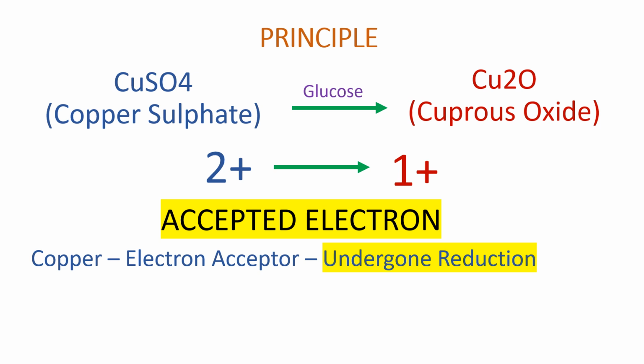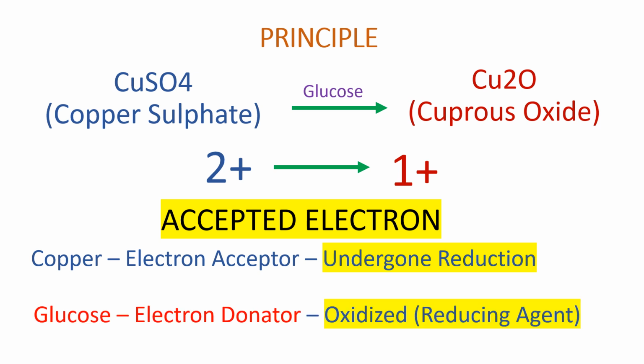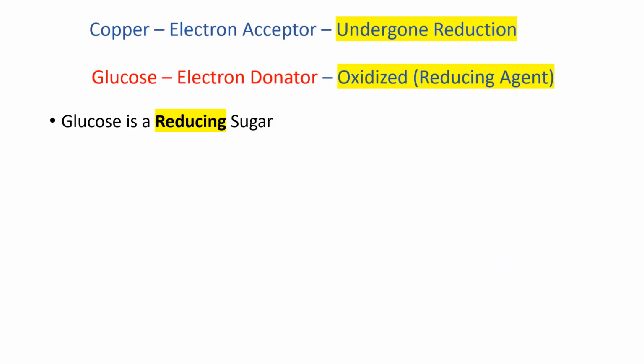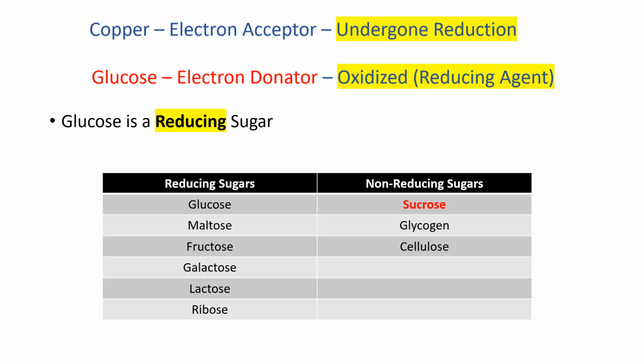Now what has made this copper undergo reduction? The answer for that is glucose, because glucose is the one which has donated its electron to the copper, and that is why we say that glucose is oxidized, and glucose is called a reducing agent, because it was successful in reducing the copper from 2+ to 1+. So that is why glucose is called a reducing sugar, because it can donate an electron, thereby reducing other substances. So in the exam, this question is definitely coming: what are reducing sugars and what are non-reducing sugars? I'll talk about reducing sugars first. Most of the sugars that you know are all reducing sugars, such as glucose, maltose, fructose, galactose, lactose, ribose.